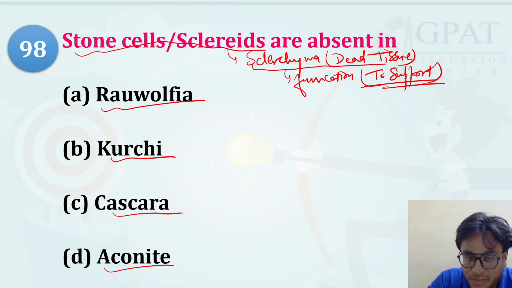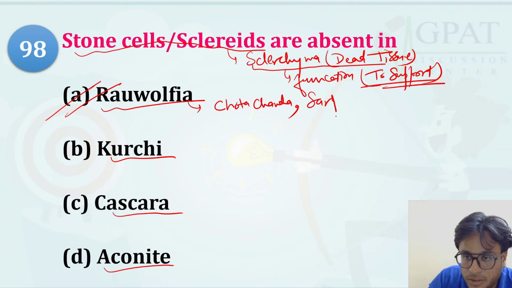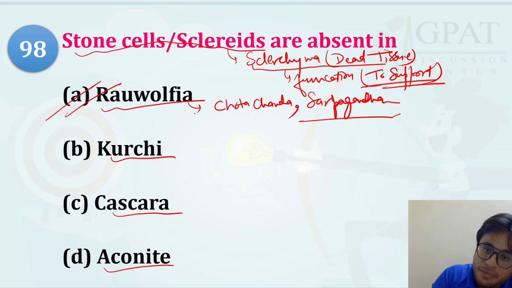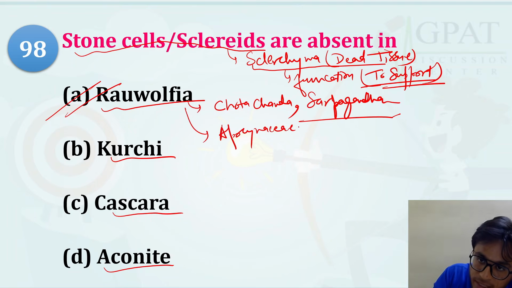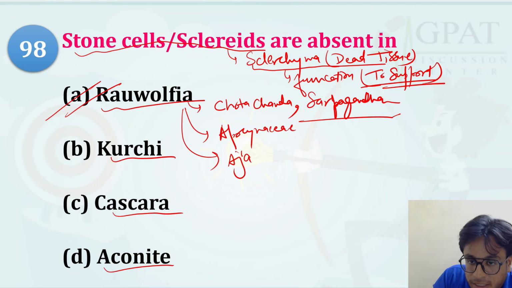So yes, this is a kind of plant that will not have the stone cells, the sclereids or the sclerenchyma in it. It is also known by the common names Chota Chand and Sarpagandha. It mainly belongs to the family Apocynaceae, and has two important constituents isolated from it, and another one.